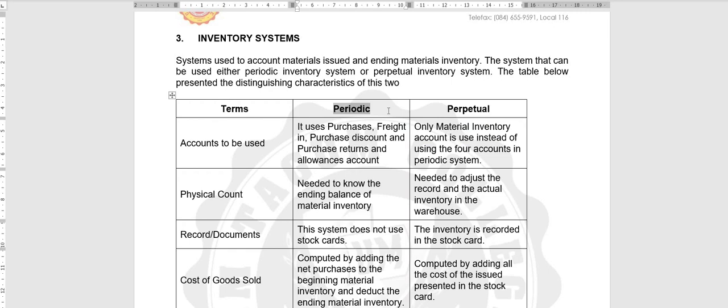is more applicable for those companies na nagme-maintain ng maraming klase ng inventory, different types of inventory, tapos voluminous. Like for example, if you're talking about a grocery store, if they don't have a computerized system, it will be better for them to implement periodic inventory system. So periodic inventory system again is more applicable to those companies na nagme-maintain ng maraming inventories of low na value.